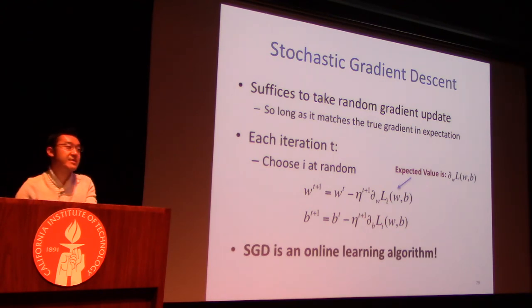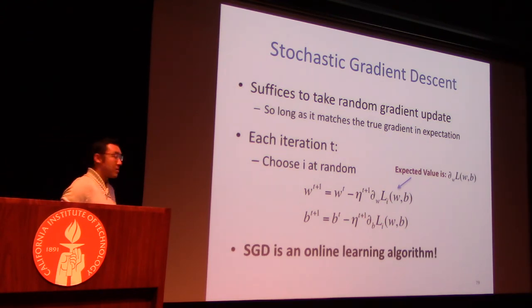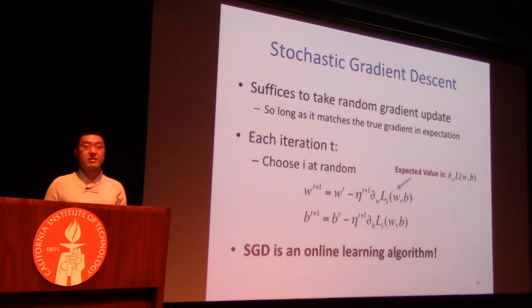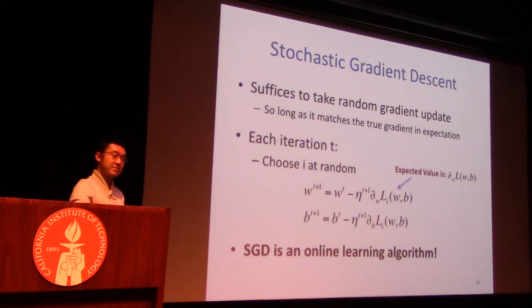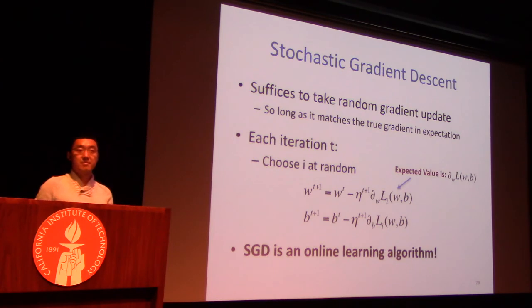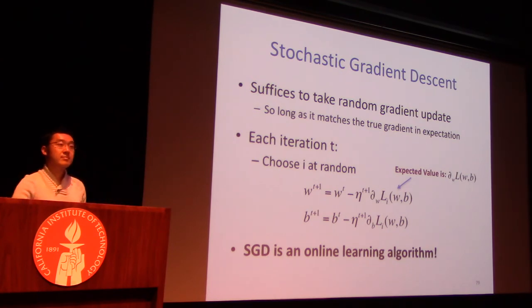So that's stochastic gradient descent. And it is also an instance of an online learning algorithm, because you're streaming training data to the algorithm. Any questions?